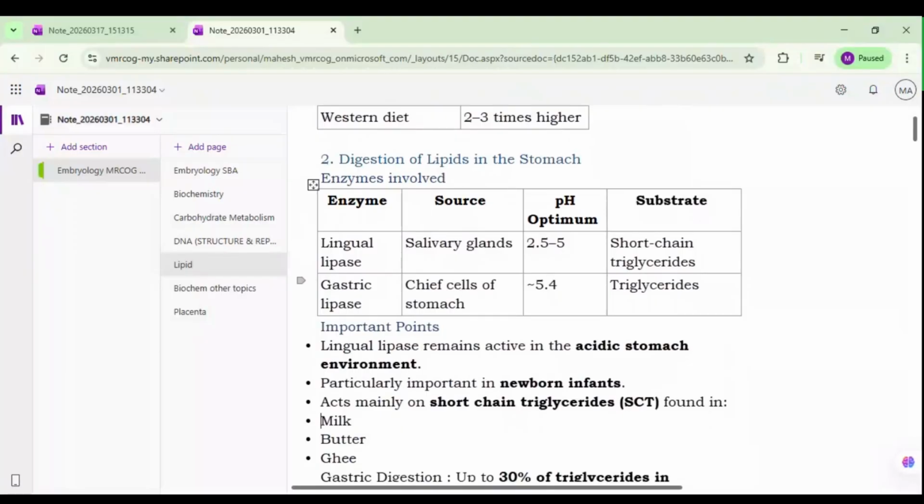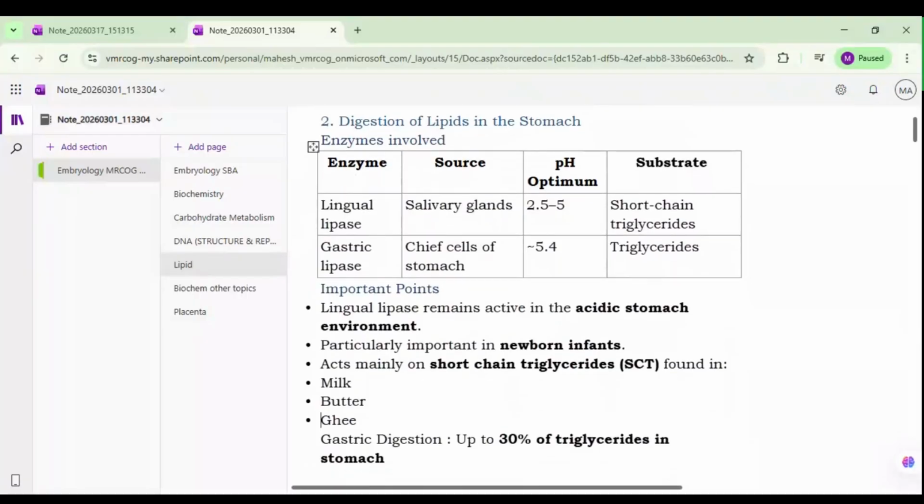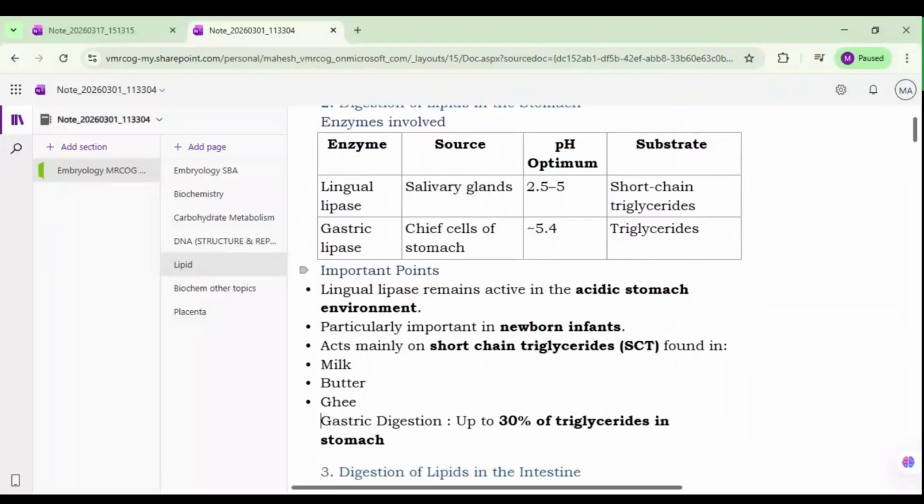Okay, so lingual lipases remain active in the acidic stomach environment. We have seen with the carbohydrate that there was an amylase, but that amylase was not active in presence of gastric acidity, while lingual lipases will remain active in the acidic stomach environment. Particularly important in newborn infants, it acts mainly on the short chain fatty acids, which are found in milk, butter, and ghee. Gastric digestion is responsible for almost 30% of the triglycerides being digested in the stomach.